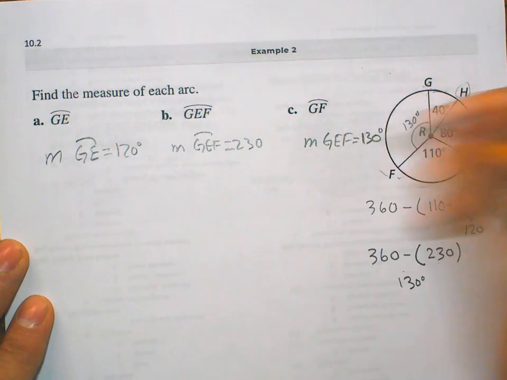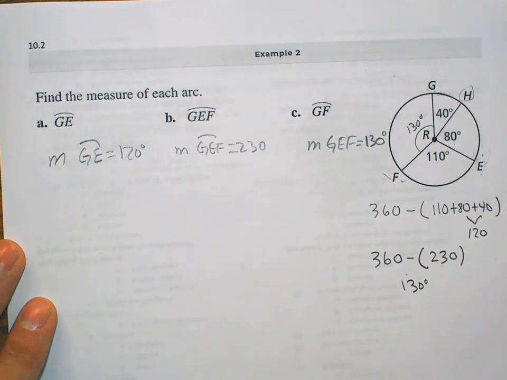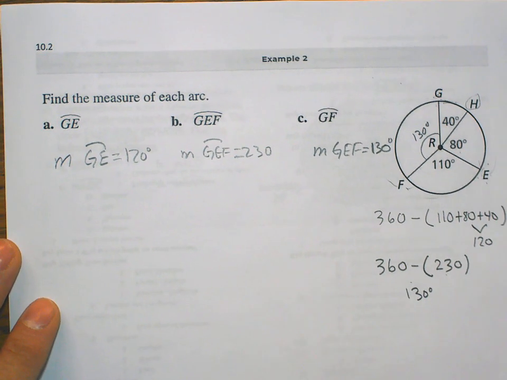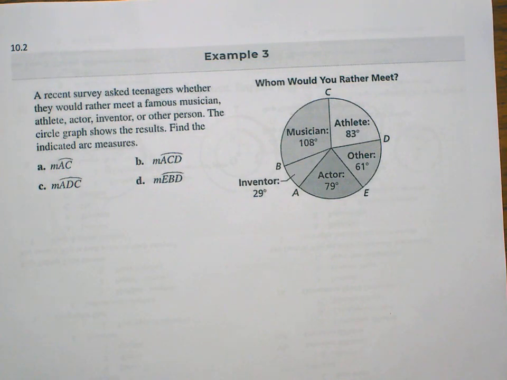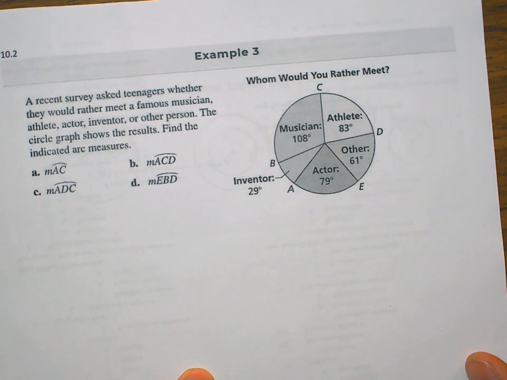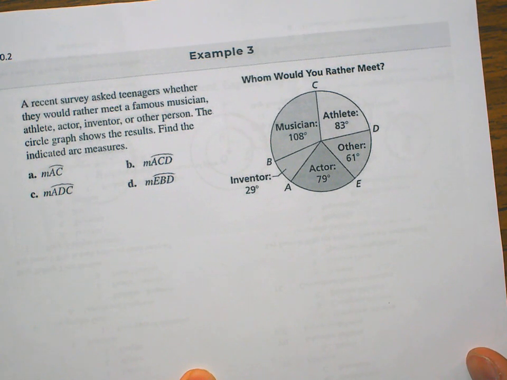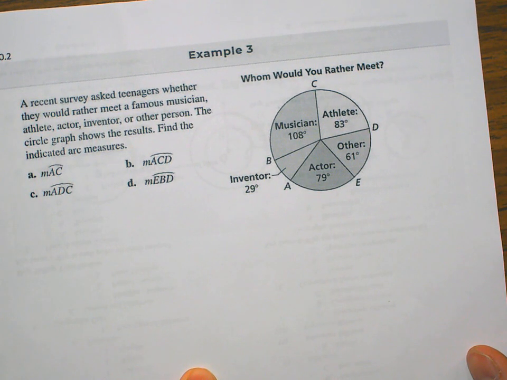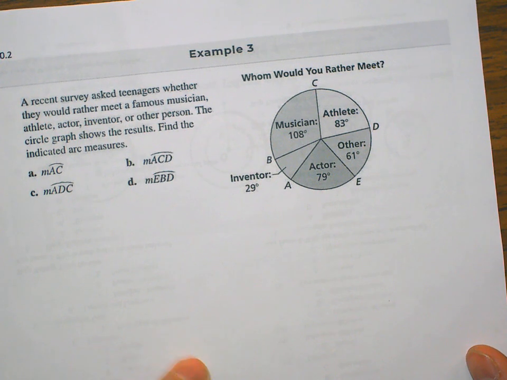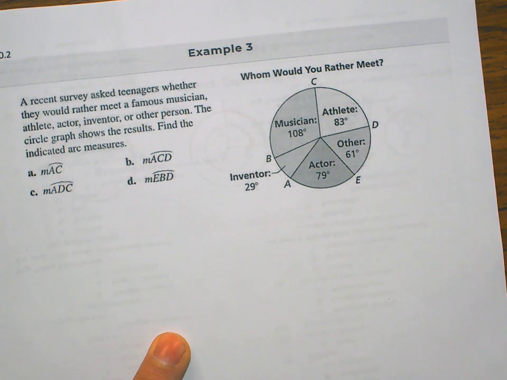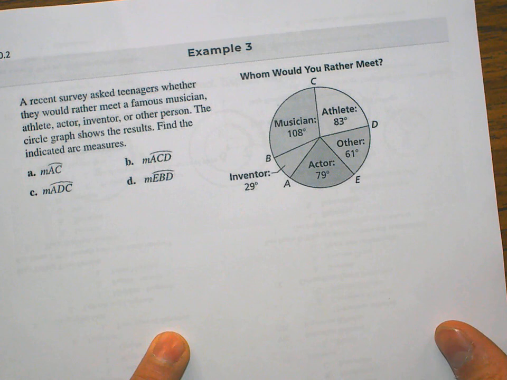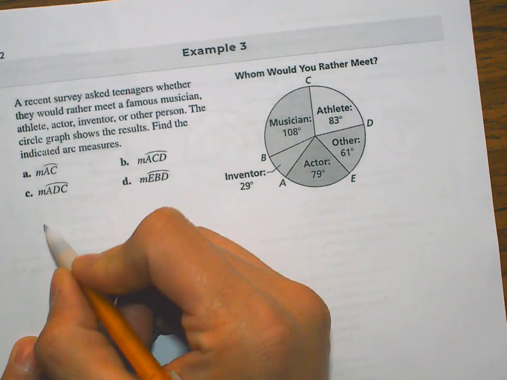All right, so ladies and gentlemen, that is example number 2. Pause the video if you need a little more time to write that down. Example 3. A recent survey asked teenagers whether they would rather meet a musician, an athlete, an actor, an inventor, or another person. The circle graph shows the following results. Find the indicated arc measures. So we basically have every piece of information that we need. We just need to answer the question.